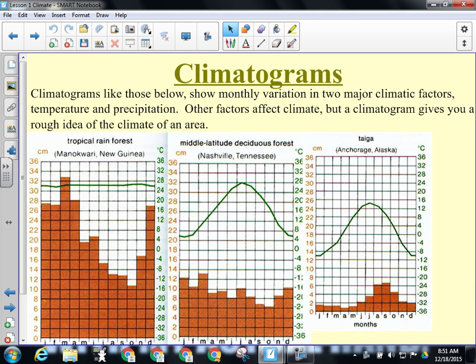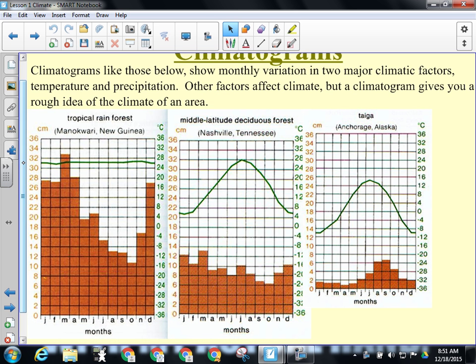Okay, so climatograms, guys, are basically a graph that tells us the temperature and the precipitation for a specific location, okay? And they graph it by month. So not only does it tell us precipitation and temperature numbers, but it's also going to give us a pretty good idea of things like latitude and altitude. At least, those are the things that are going to affect the shape of a climatogram.